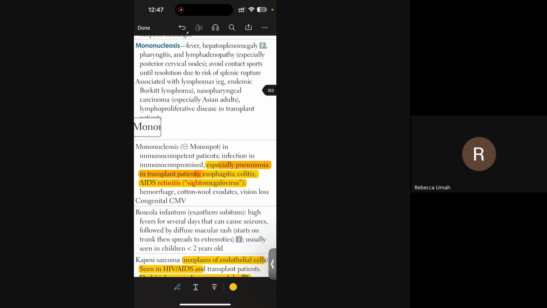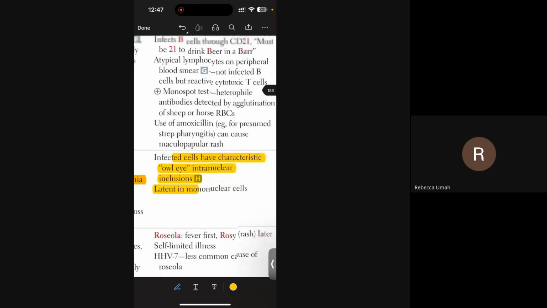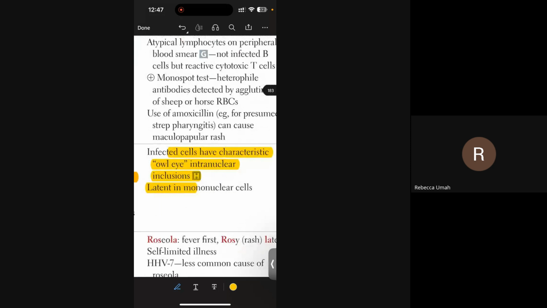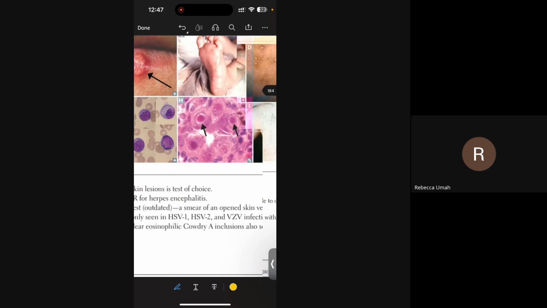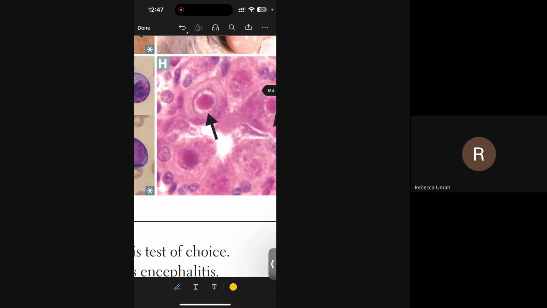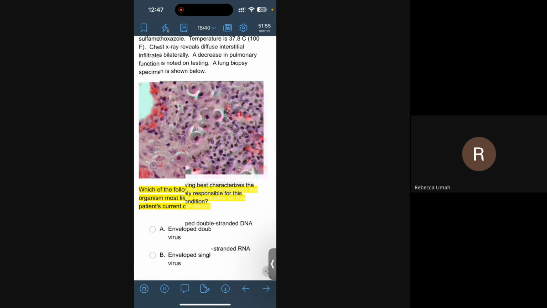It causes mononucleosis in immunocompetent patients and infection in immunocompromised patients. Our patient is immunocompromised. Infected cells have a characteristic owl's eye intranuclear inclusion. Within the nucleus, there is a dark circle. This is called the owl's eye intranuclear inclusion.